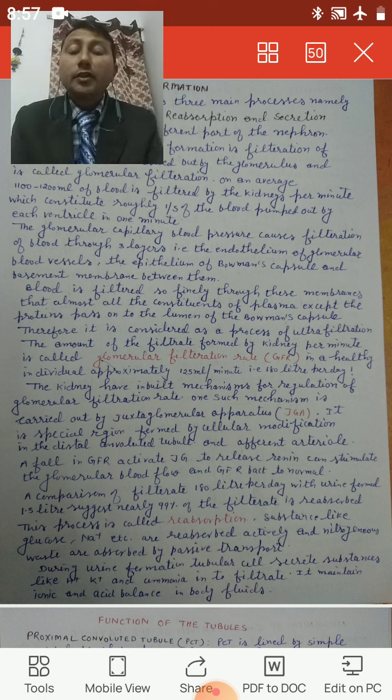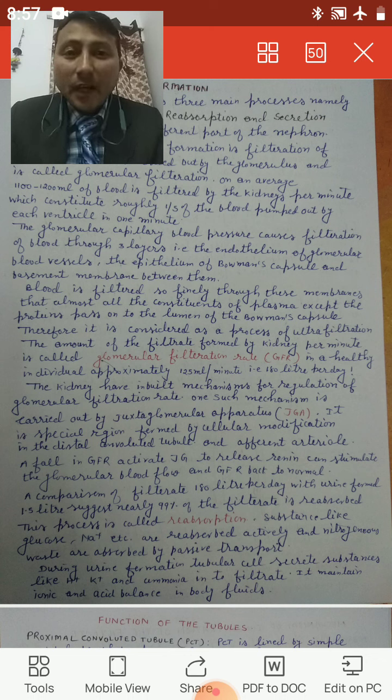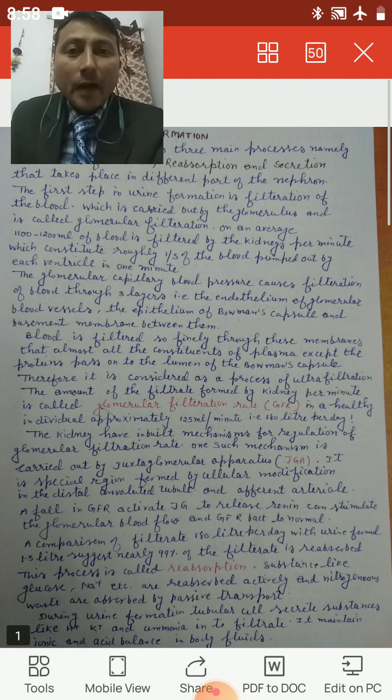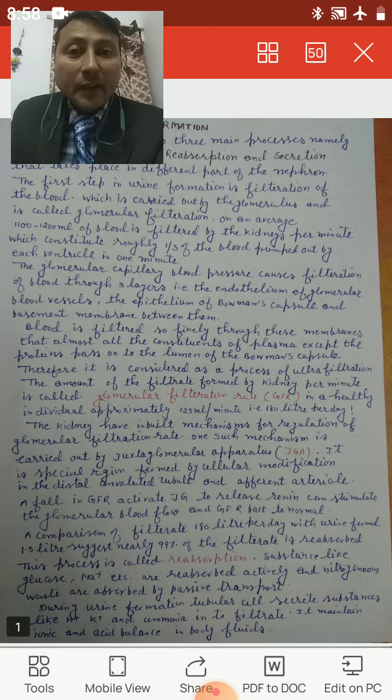When we talk about urine formation in human beings, it involves three main steps. These steps are glomerular filtration, reabsorption and secretion. The first step in urine formation is the filtration of the blood, which is carried out by the glomerulus. You know that glomerulus is a capillary network which is formed by afferent and efferent arterioles, which help in the filtration. And this is called glomerular filtration.